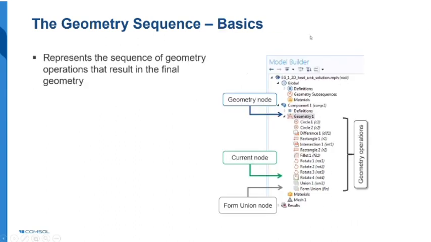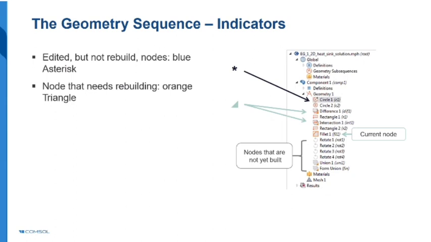So the very first thing is that this is the geometry node, and all the steps which are used to create the geometry will appear over here. That is, all the geometry operations, the sequence, will appear under the main geometry node itself. Whenever you see such a green box, that is the current node, and this is the form union, that is the finalization node. We will talk about that later.